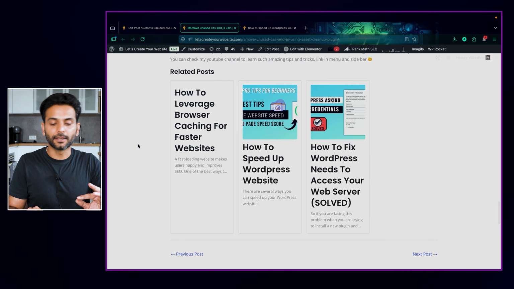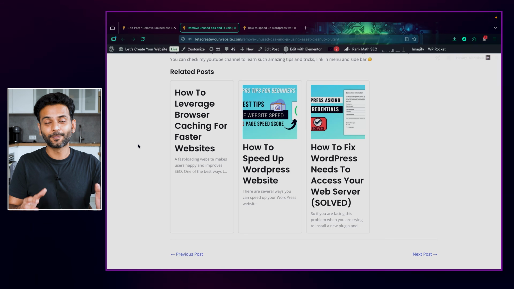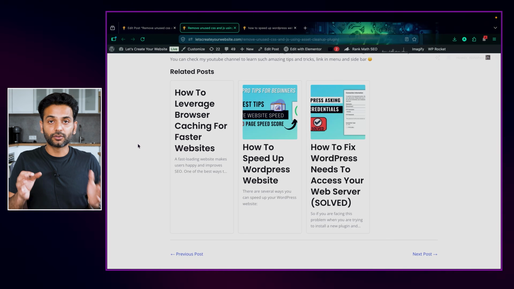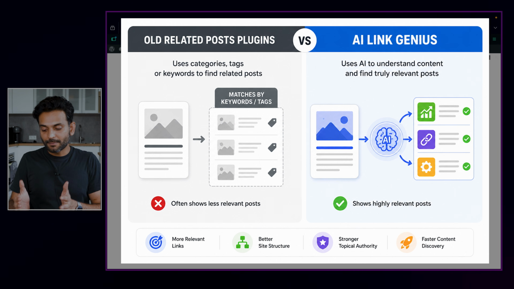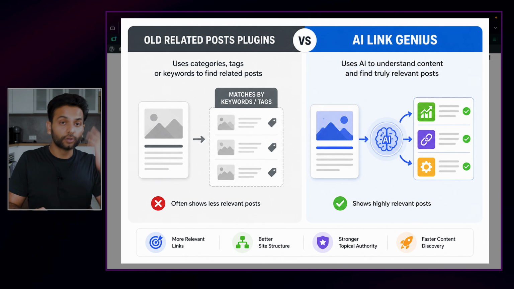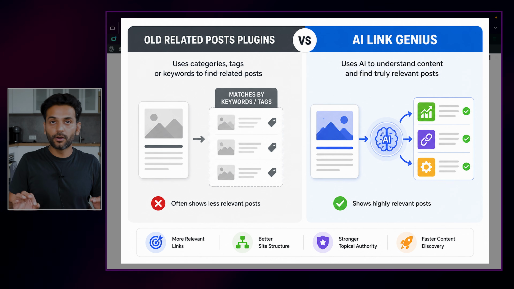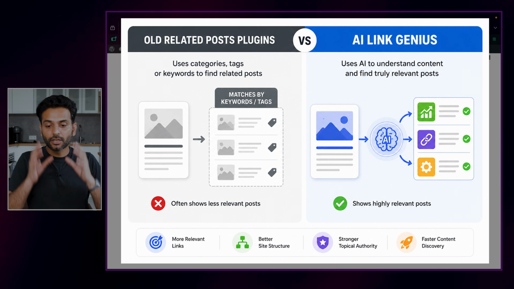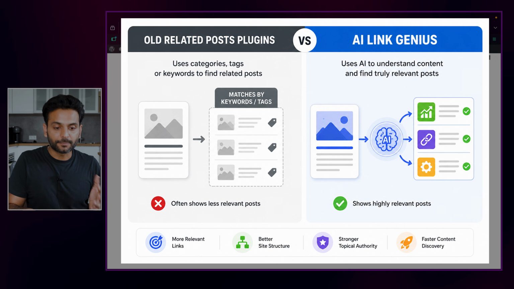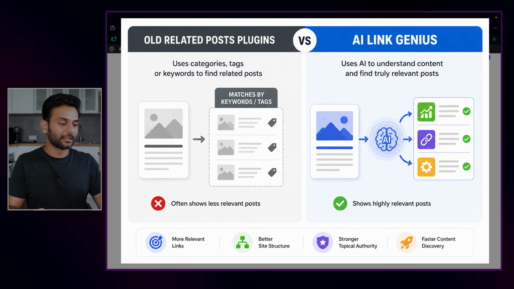Now you might be thinking, okay, we already have this related post option, but those options are based on the same category. If it was the same category or same tags, those posts were displayed. But here AI is using its own logic to decide which posts are best to be displayed in the related post section. So this is a really nice feature.